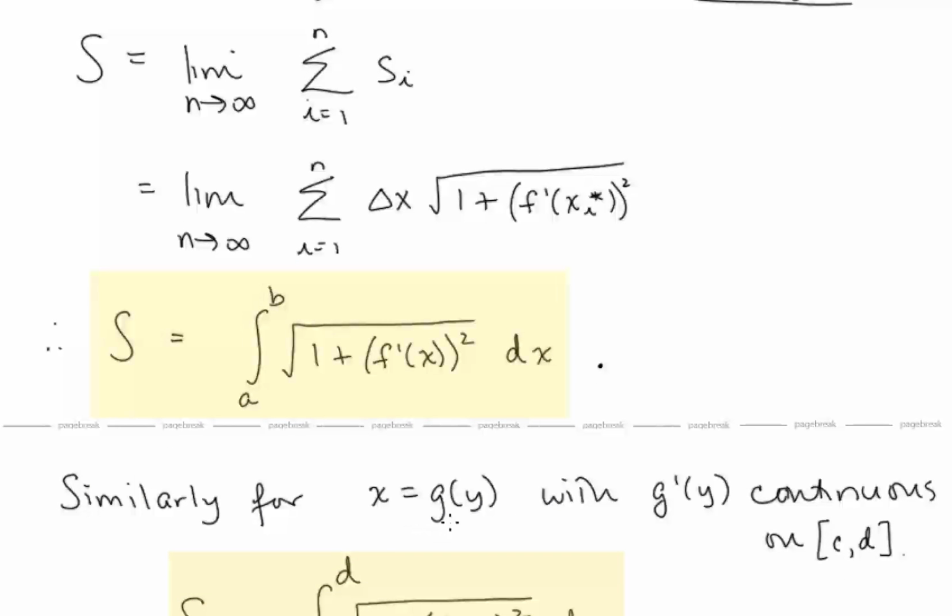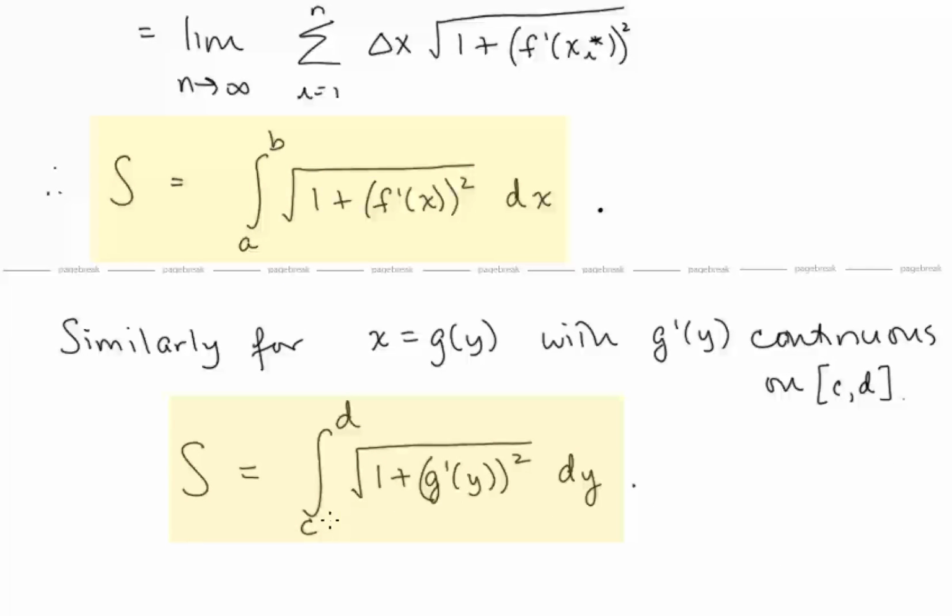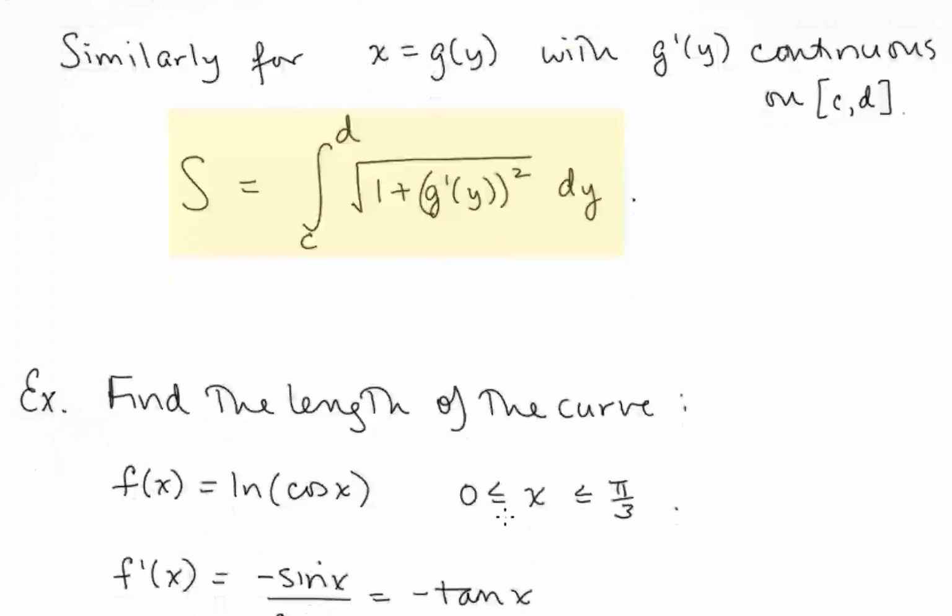Similarly, if we have x as a function of y, x equals g of y with g prime continuous on the closed y interval from c to d, then we have the arc length there to be the integral from c to d, radical 1 plus g prime of y squared. So let's take a look at an example.